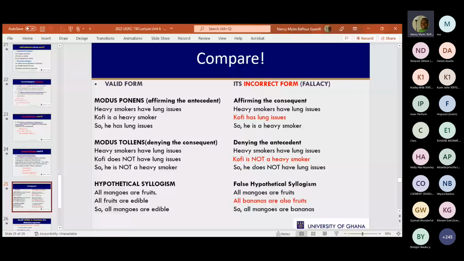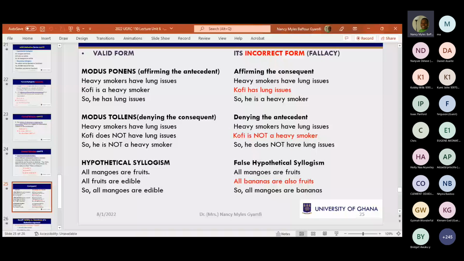Look on your screen now. Same thing is what I put there. All mangoes are fruit. The left side is valid. It doesn't have any other name, so less trouble for you. Okay. All mangoes are fruit. All fruits are edible. So it will follow that all mangoes are edible. Full stop.